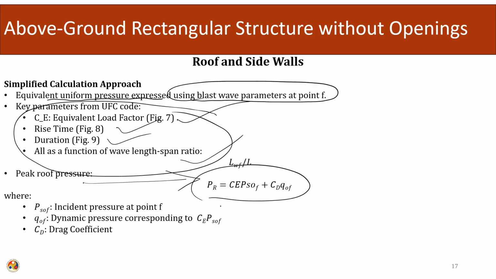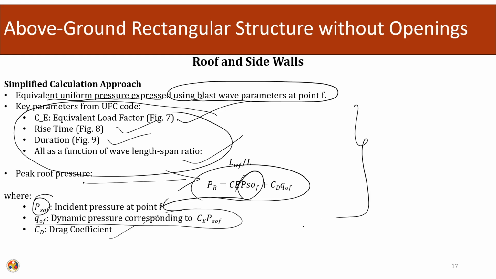The peak roof pressure can be calculated using this equation. PSOF is the incident pressure at a point, this is the dynamic pressure continuing to the drag coefficients, and CD is the drag coefficient. Using these equations we can calculate the signature of the pressure on the side walls as well as on the roof. Our assumption remains the same: there is a uniform pressure acting on the structure, which is located above ground, is rectangular in nature and has no openings.